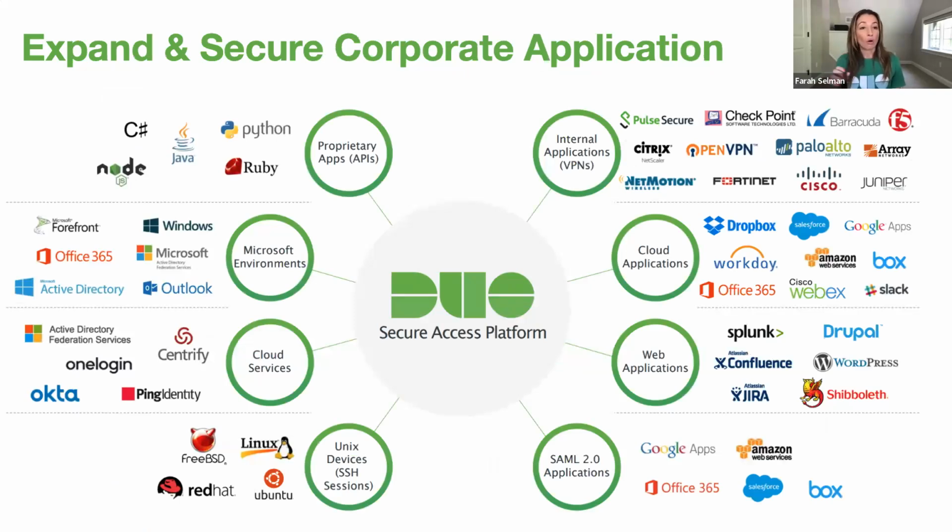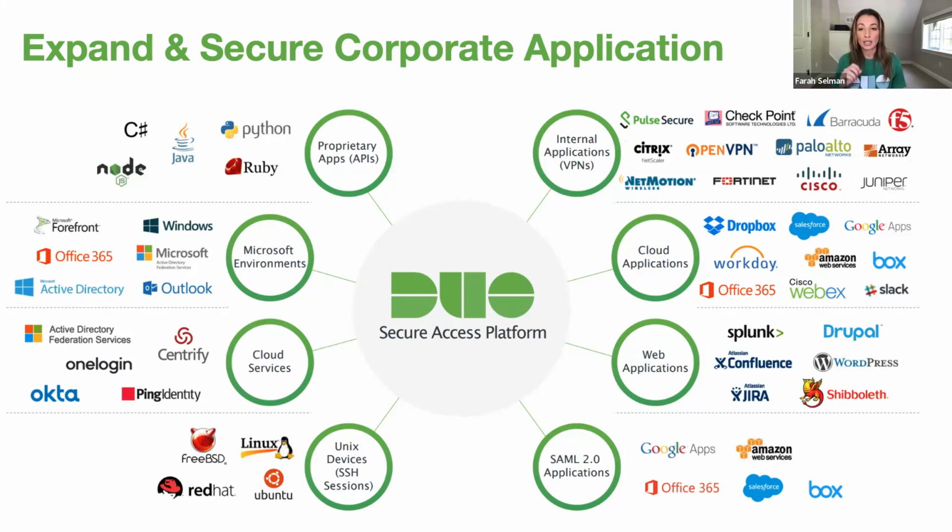Broad coverage was also very important to us. From logging into your Windows machine or Mac computer, to protecting VPN access to almost all VPNs, your cloud and web applications like Salesforce and Workday, to protecting email, whether it's G Suite or your Microsoft environment, this can all be done with one solution.